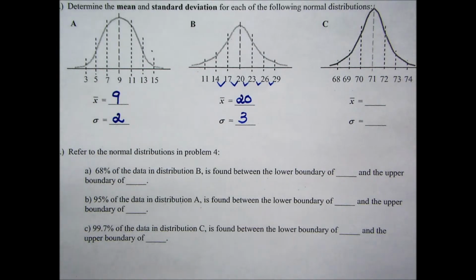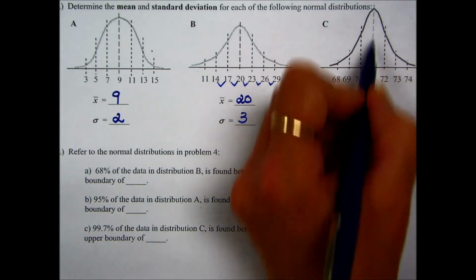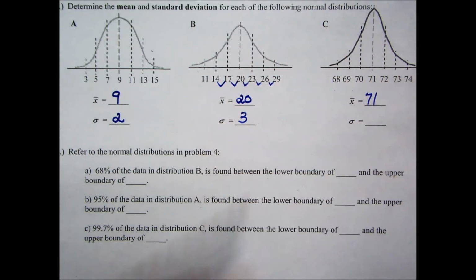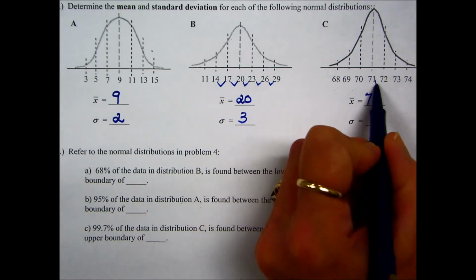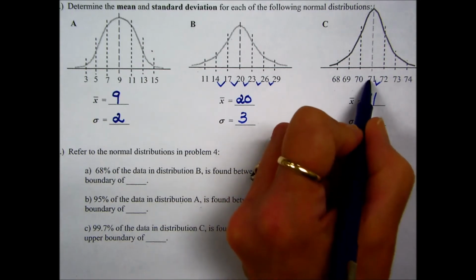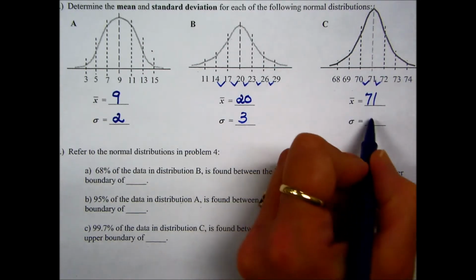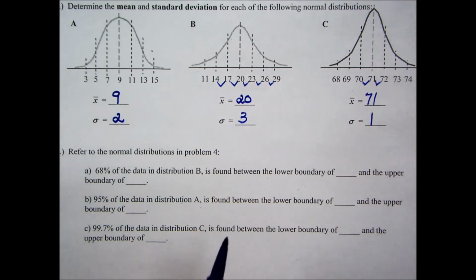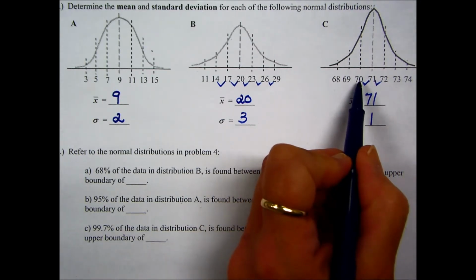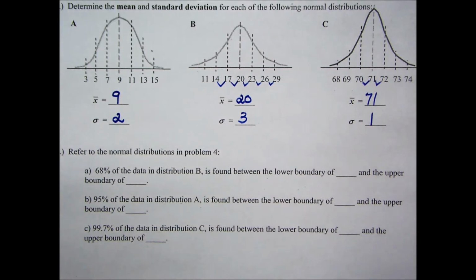The last one, what's the mean? The mean is in the middle. No calculation required. Likewise, standard deviation. This is 1 standard deviation above. This is 1 standard deviation below. How do the numbers differ? They differ by 1. Those boundaries between 70 and 72 would represent 68% of the data.